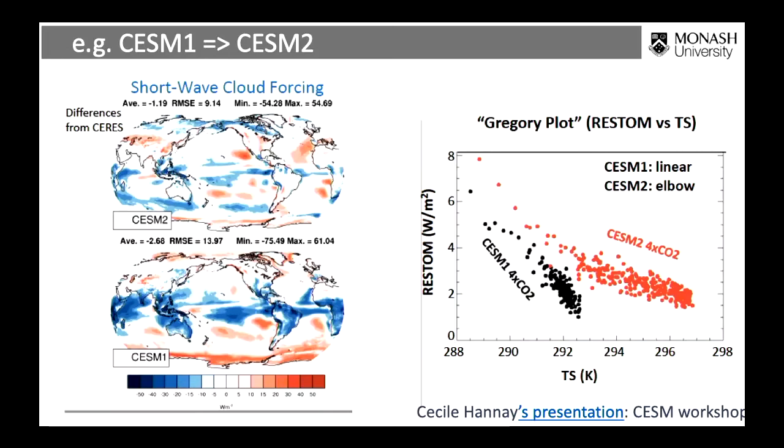That seems to be one of the reasons, but they've backed out some of the changes, and they can get back to CSM1 through backing out some of the atmosphere changes. But it's clear that it's more than the atmosphere. The ocean and the land also seem to be playing a role in this increased climate sensitivity.